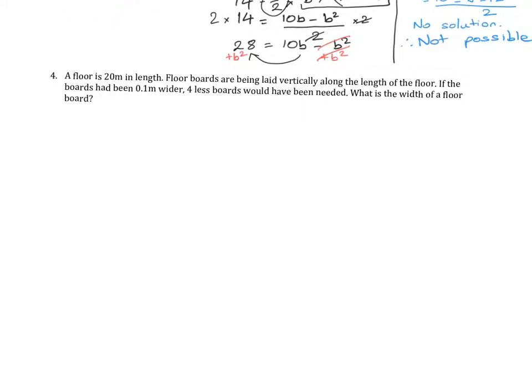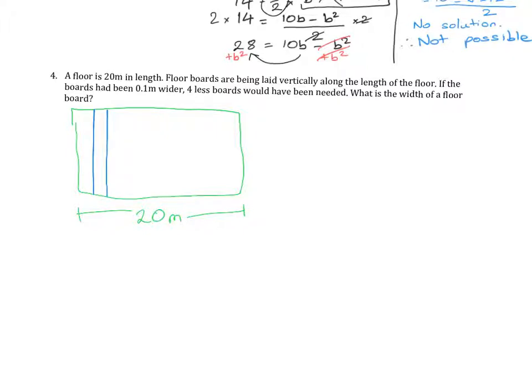Okay, last question. A floor is 20 meters in length. Floorboards are being laid vertically along the length of the floor. Okay, let me explain what I'm talking about here. Basically, if you've got a big floor, it's 20 meters in length this way, and floorboards are being laid this way vertically along it. So one here, one here, one here. So these are all floorboards. Okay, my beautiful drawing. And they keep going all the way along.